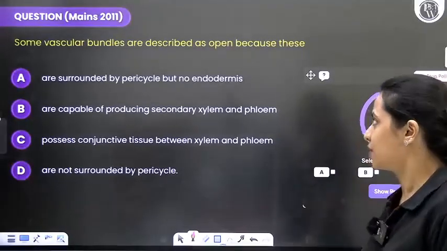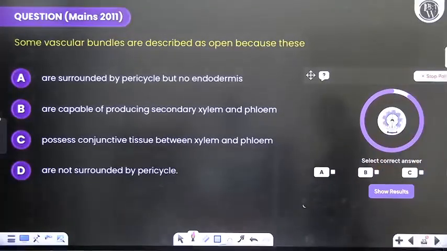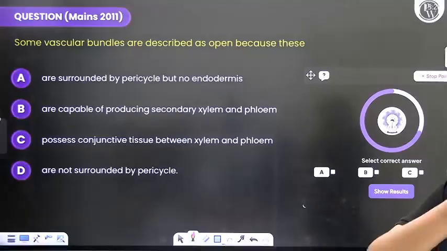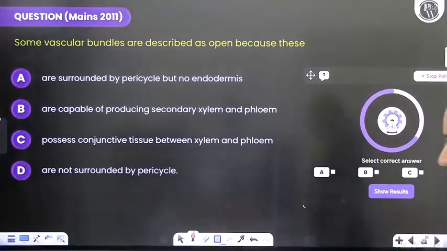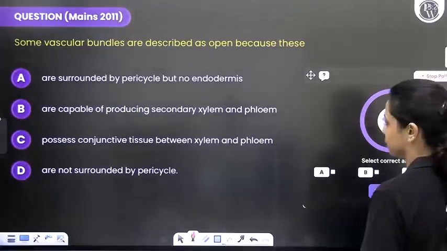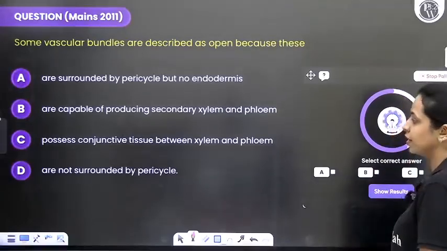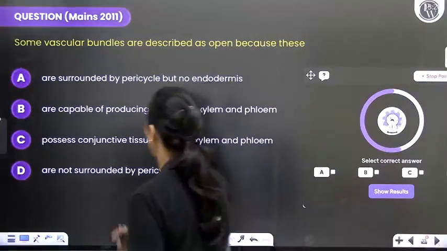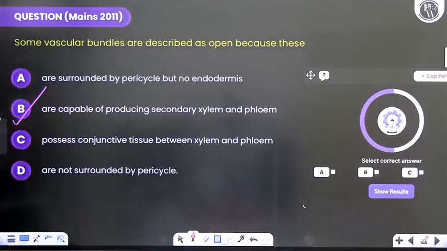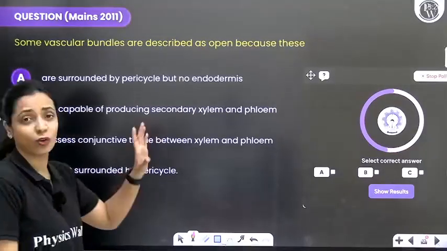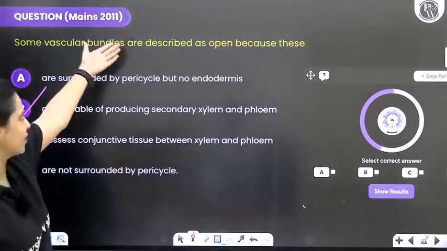Some vascular bundles are described as open because these are surrounded by pericycle but no endodermis, are capable of producing secondary xylem and phloem, possess conjunctive tissue between xylem and phloem, are not surrounded by pericycle. The reason is because they are capable of producing secondary xylem and secondary phloem. We've not learnt about secondary growth. This is a very old question.